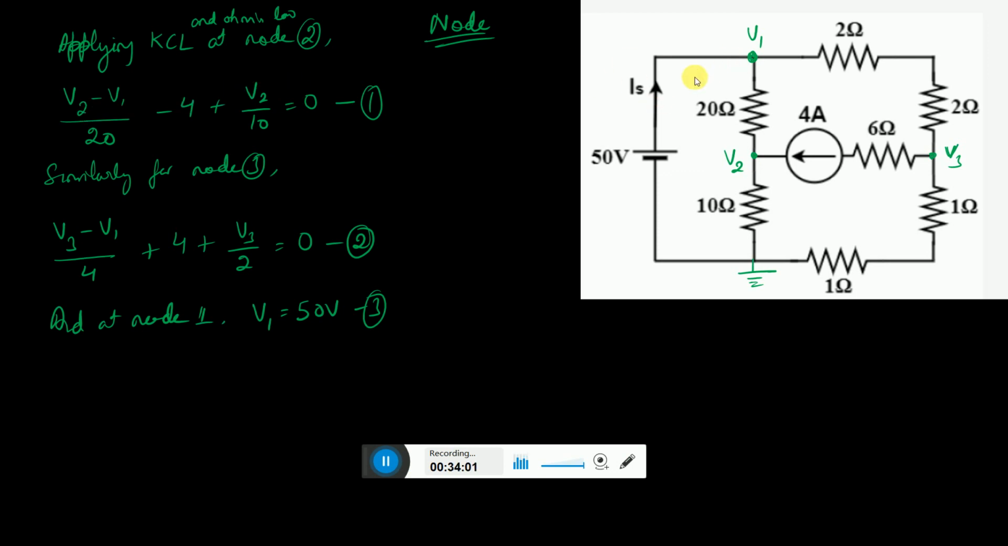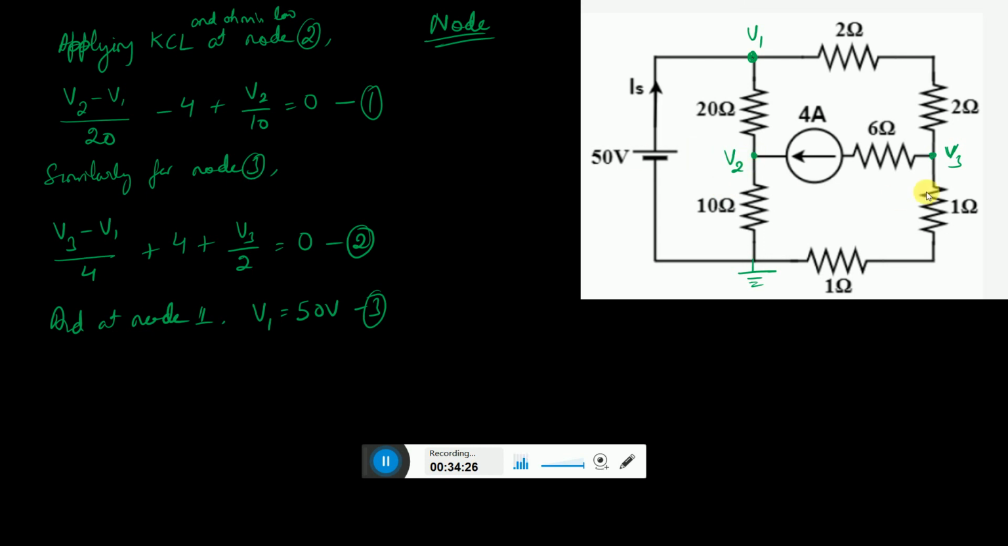So for node 2 we are writing the equation. Node 2 is (V2 minus V1) by 20, and another current is here, the current is coming in. Remember, don't worry if there is a current source in a branch, that current will only be there. So this is minus 4. Another one is V2, this is reference, so just V2 by 10 is equal to 0. So this is the node equation for 2.